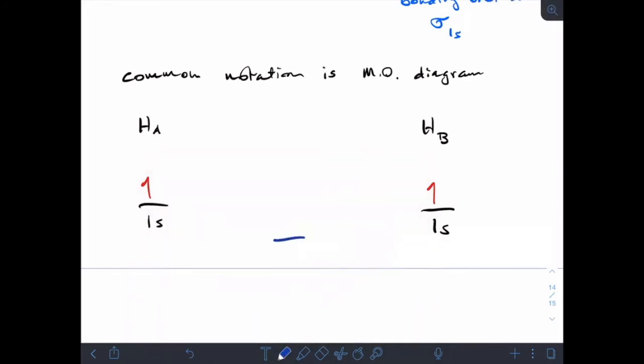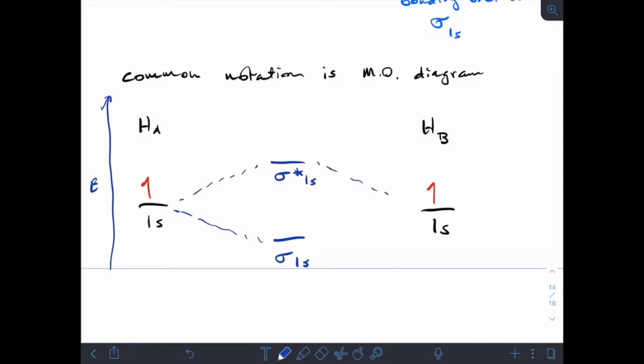Slightly lower in energy, here's my sigma 1s. And then slightly higher in energy is my sigma star 1s. Bearing in mind that this is all based on the idea that higher up is higher in energy. Okay, and I'll have these little sort of guidelines.